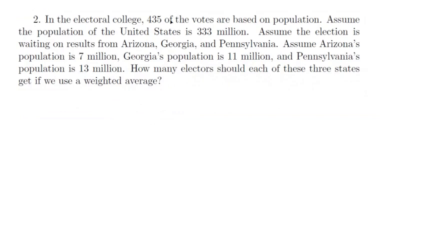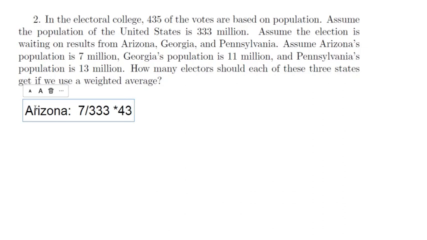Okay, in the Electoral College, I don't think it works quite this simply, but it's similar. There's 435 of the votes that are based on population in the Electoral College. So assume the total population of the United States is 333 million. Same type of thing. Arizona, Georgia, Pennsylvania. We're supposed to calculate how much of the Electoral College votes goes to each state. So for Arizona, it says it's 7 million. We're going to divide that by the 333 million that are in the country, and that calculates the proportion of vote that should be given to Arizona. And then we multiply that by 435.